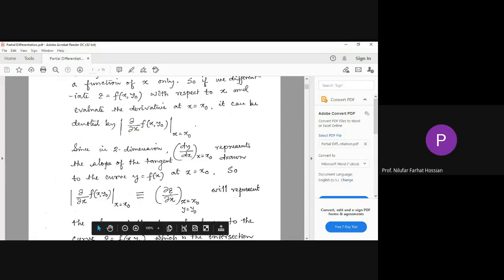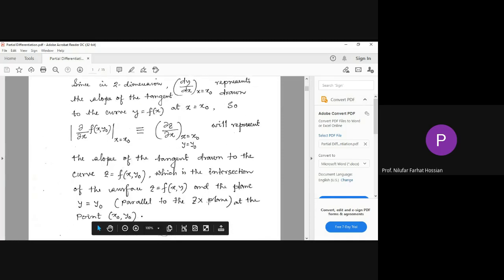So actually it is nothing but del z by del x evaluated at x equal to x naught, y equal to y naught. This differentiation is performed with respect to x only, where you have to consider y as a constant. This partial differentiation will represent the slope of the tangent drawn to the curve z equal to f of x, y naught. That means at first you are taking y as a constant, and this curve is nothing but the intersection of the surface z equal to f of x y and the plane y equal to y naught, which is parallel to the zx plane.